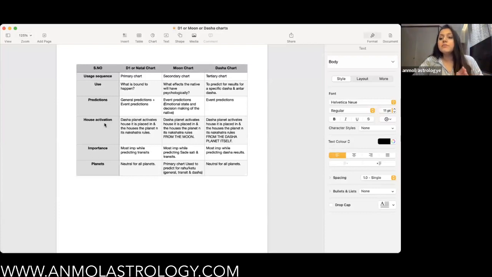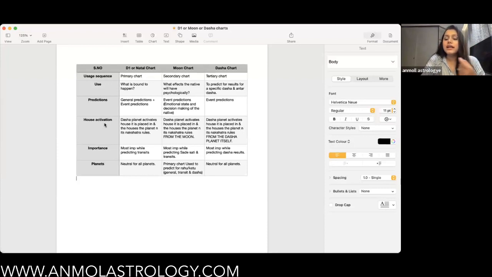Then the second one is the moon chart. Moon chart simply means that you take the moon as your ascendant and you study the chart from there. So that's, in a way, on the whole, a secondary chart to refer to other than the ascendant chart. You will see most of the people in the southern direction of India are actually using the moon chart more than the D1 chart. But you know why moon chart predictions resonate with people?